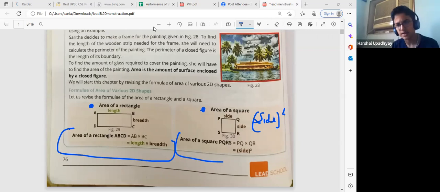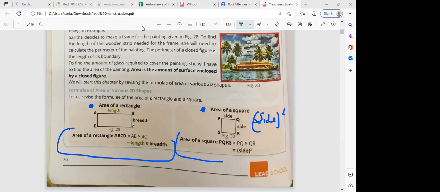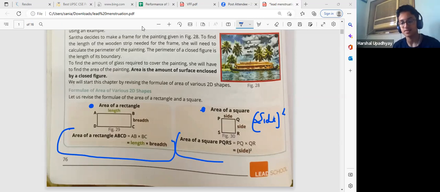Ma'am, isn't area of square 4 into side? It is side into side. 4 into side is the perimeter, sorry. Yes.